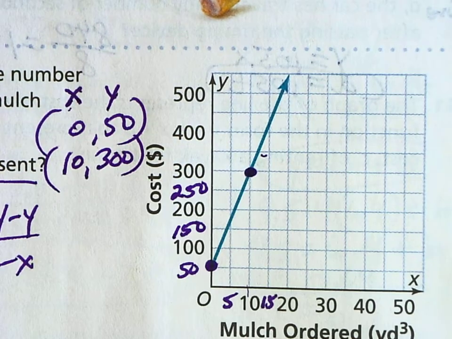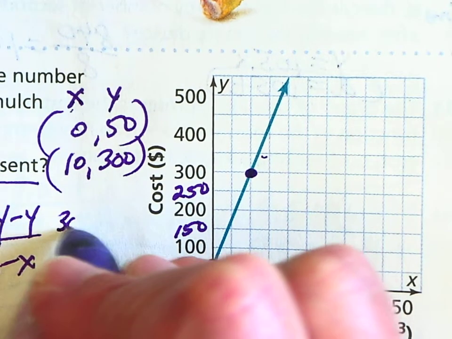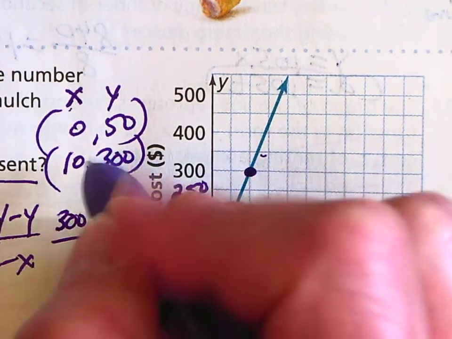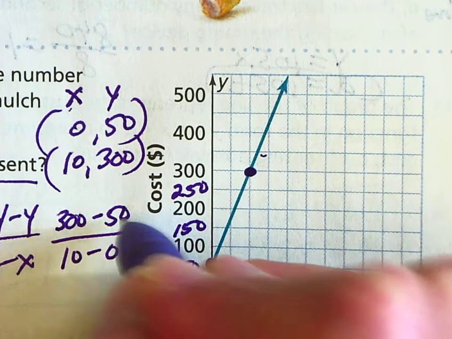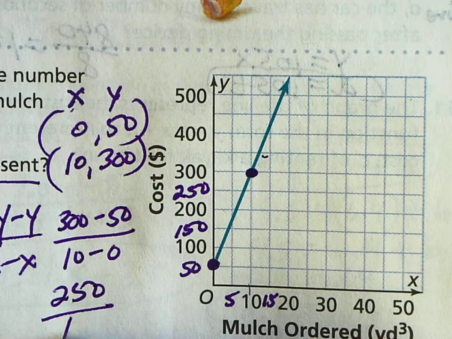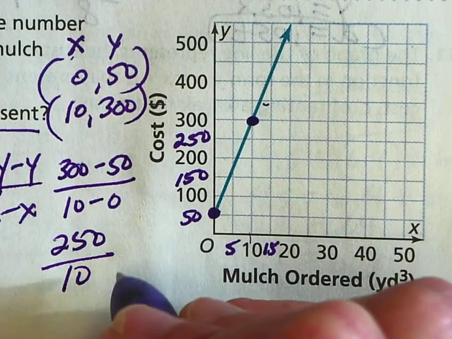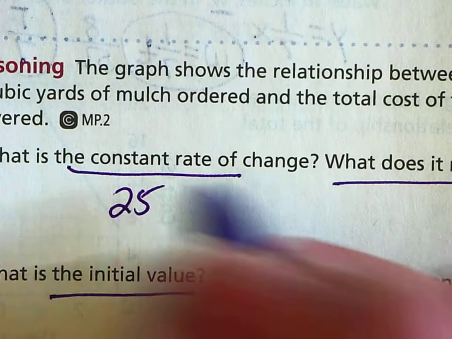Okay, folks, this is x, this is y. Every ordered pair is written x, y. So these are my y numbers. I'm going to do 300 take away 50. And then these are my x numbers, 10 take away 0. So 300 take away 50 is 250, and 10 take away 0 is 10. So 250 divided by 10 is 25. Okay, so my slope is 25. That's my rate of change.